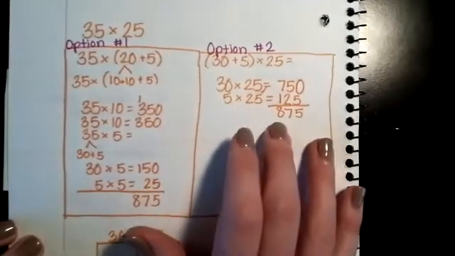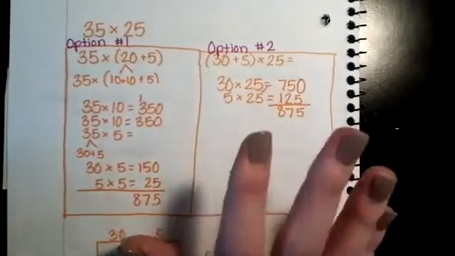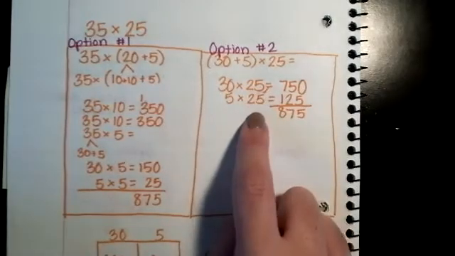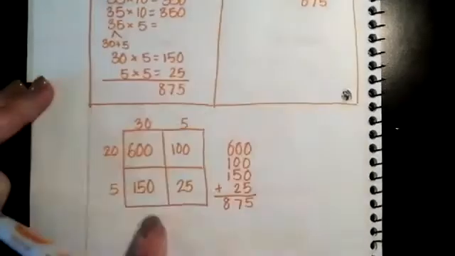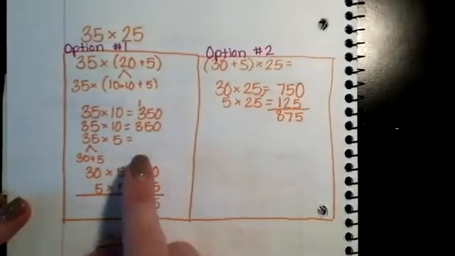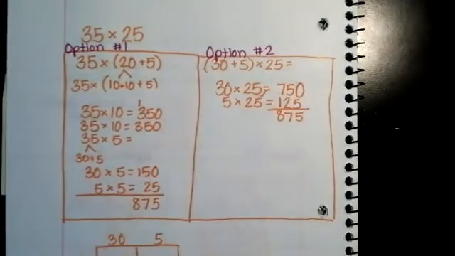And now when I'm looking at new problems, I can think about, okay, what would be the easiest way for me to break this apart? For me, this one was the easiest. If this one's easiest for you, great. If area model is easiest for you, great. Whichever one makes sense to you, that helps you solve your problems more efficiently. Okay? All right. We're going to keep going with this.